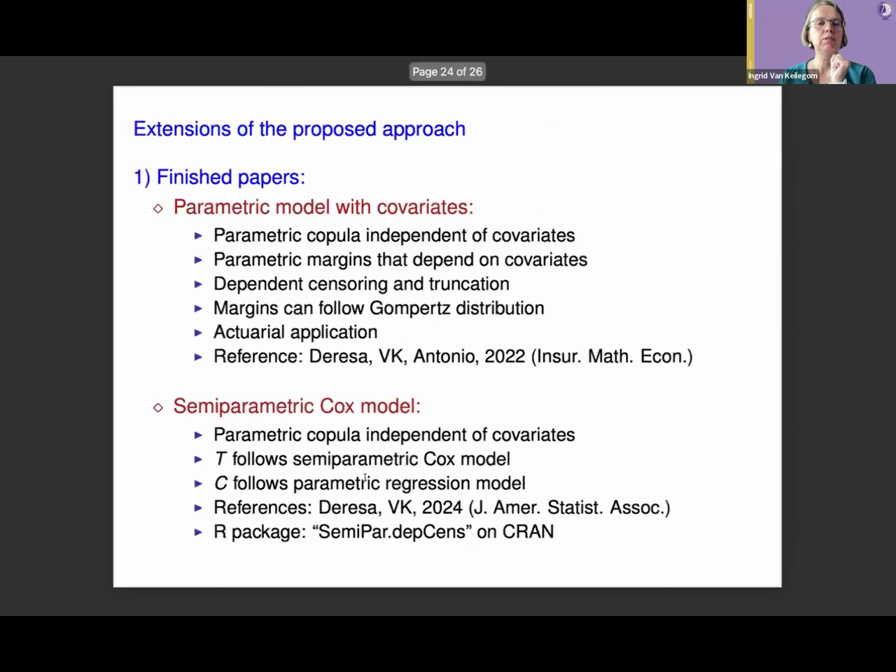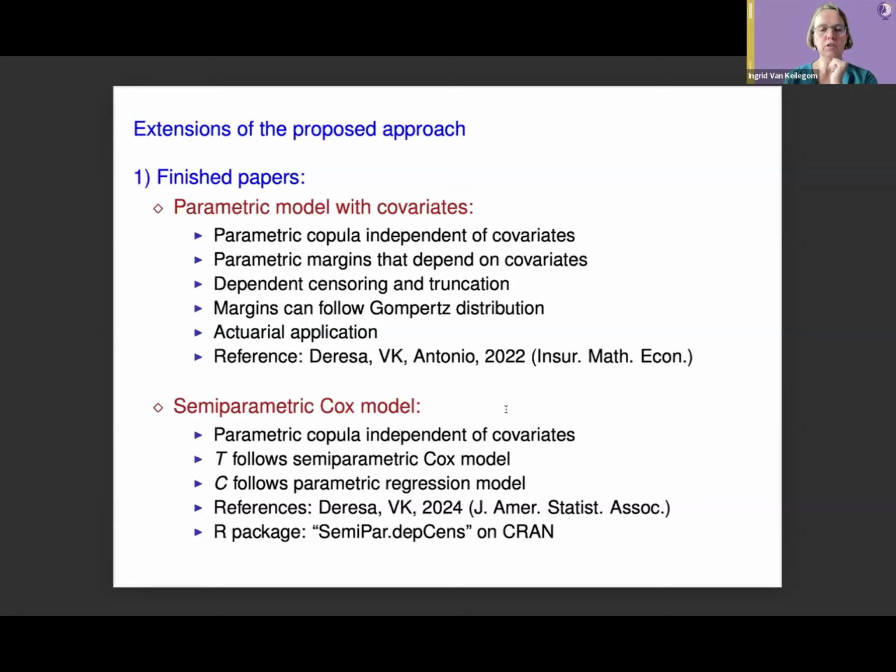Okay, so let's go to a few extensions. So as I said, this paper that I presented is the most simple context you can think of. It's fully parametric and there are no covariates. So the first thing we did was we tried to add covariates while still keeping a fully parametric model. And this was published actually before the paper that I presented. It was published in 22 already, but it was actually written after this first paper. So that was the first extension.